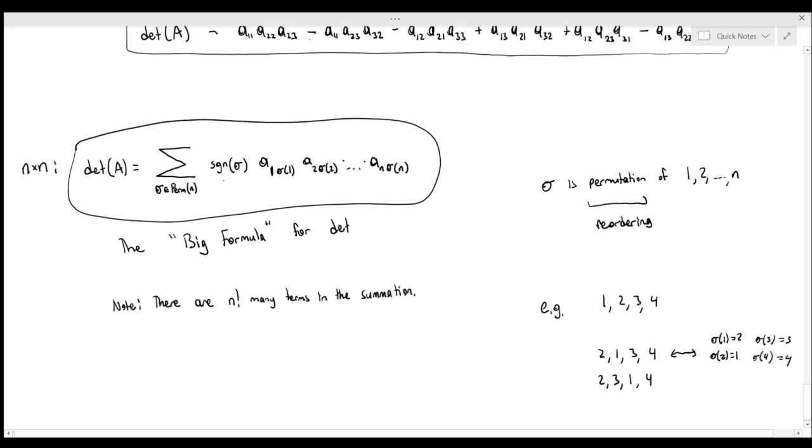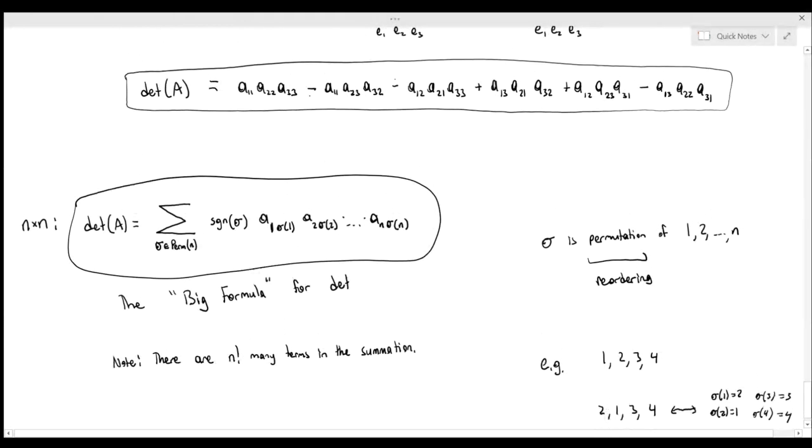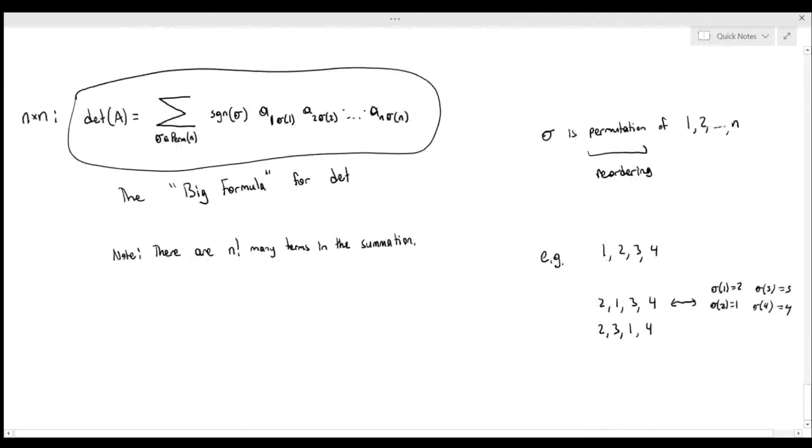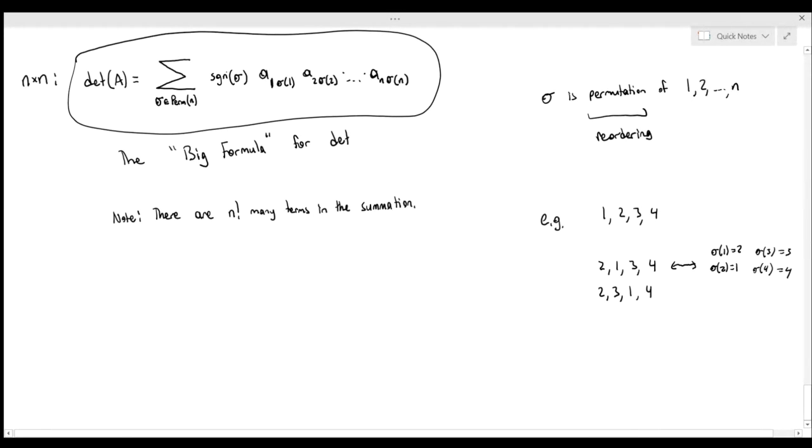Now here I have the sign of the permutation. That's taking into account how some of these were positive and some of them were negative. The sign of the permutation is going to be positive 1 if it takes an even number of swaps to get back to the original order. And the sign of a permutation will be -1 if it requires an odd number of swaps to get back to the original order.